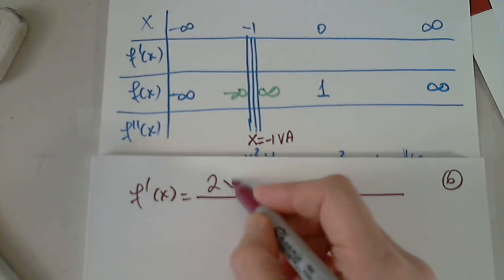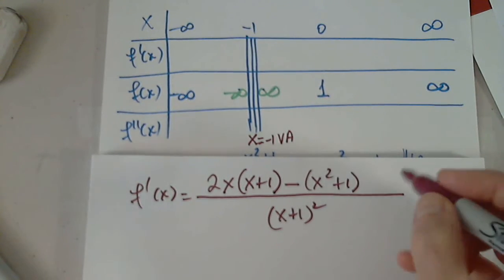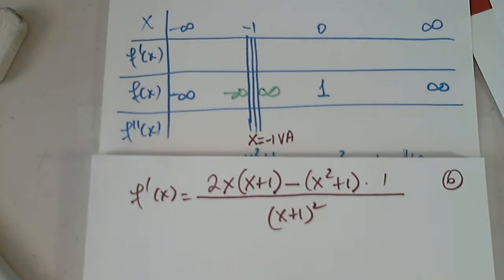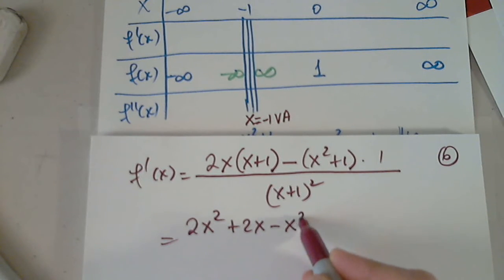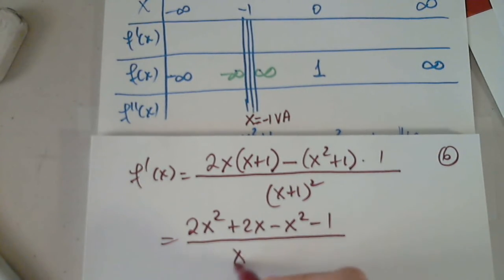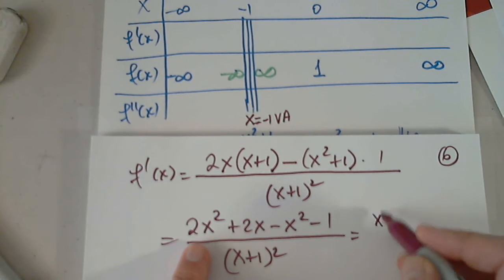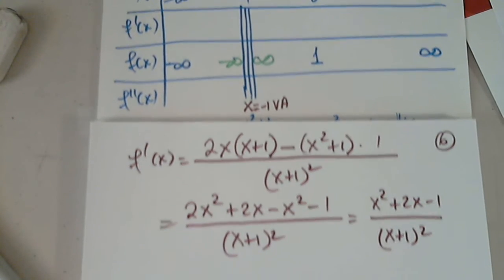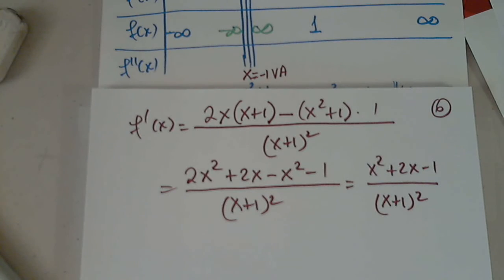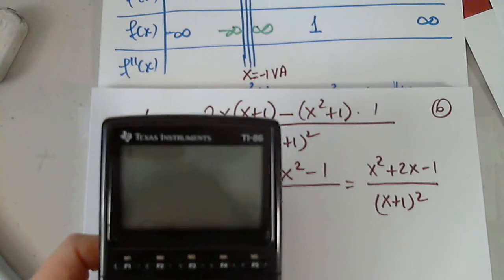Top prime 2x times the denominator minus top times the denominator prime, which is 1. So then I distribute: 2x squared plus 2x minus x squared minus 1, over (x plus 1) squared. And this is (x squared plus 2x minus 1) over (x plus 1) squared. That's terrible. And I'm looking for my wonderful calculator to give me those solutions, those approximations already.